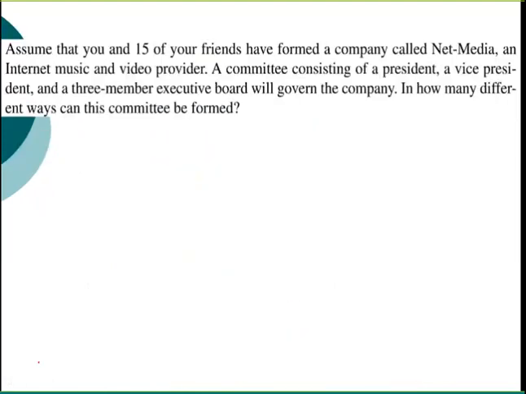All right. Assume that you and your 15 friends have formed a company called Net Media, internet music video provider. The committee consists of a president, vice president, and 3-member executive board that will govern the company. How many different ways can this committee be formed? Now, the key here is that "in how many ways" means we're doing either a permutation or a combination. The thing that tells us which one is whether or not we care about position or order. Well, as soon as we talk about president, vice president, and 3-member executive board, we've got positions.